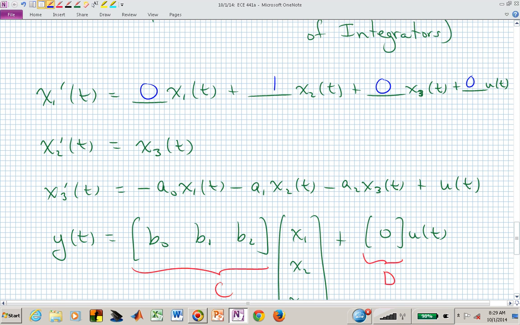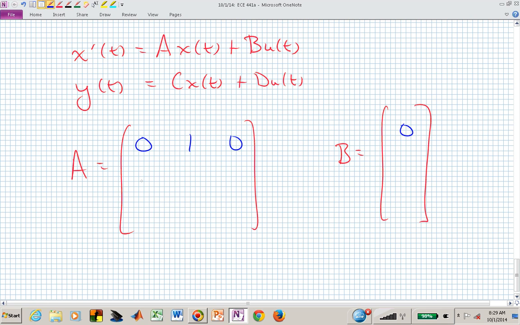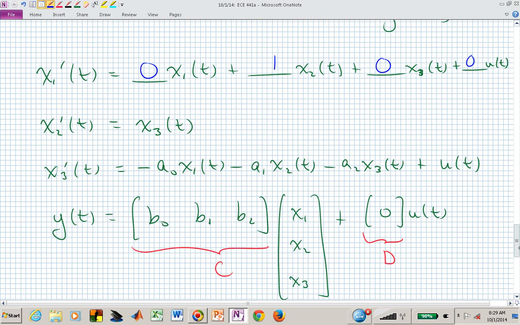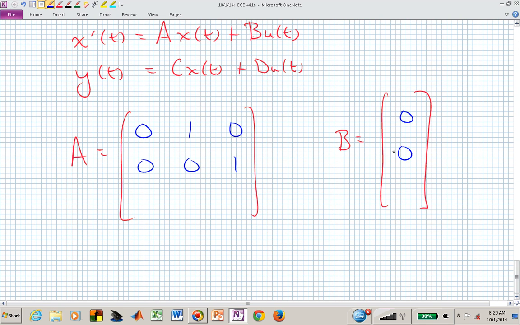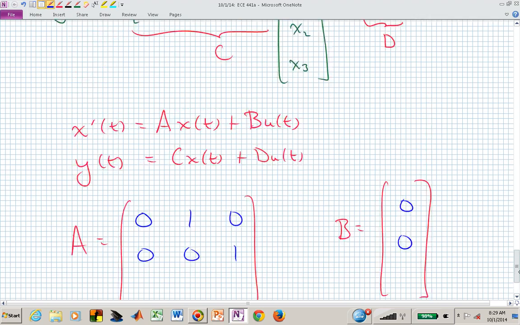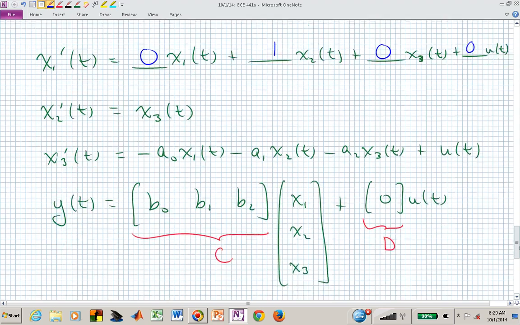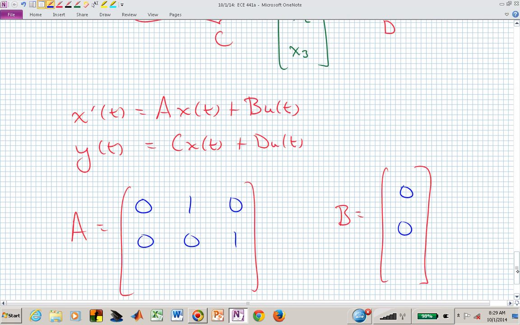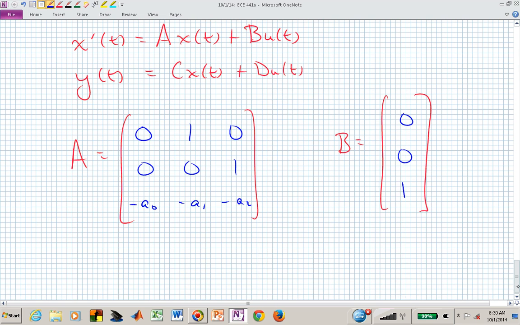It's just pulling off x sub 3, isn't it? When it multiplies the state vector, I have 0, 0, 1. What about in my input? There was no input in the second row, or driving directly the second state's dynamics? And now in the A, or in the third row, minus a sub 0, minus a1, minus a sub 2, 1.